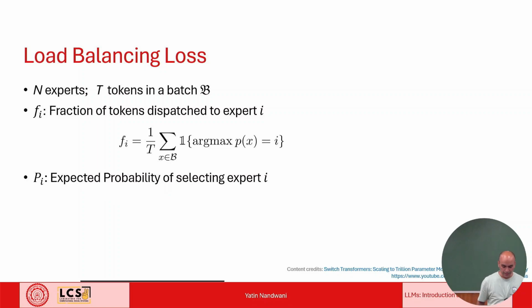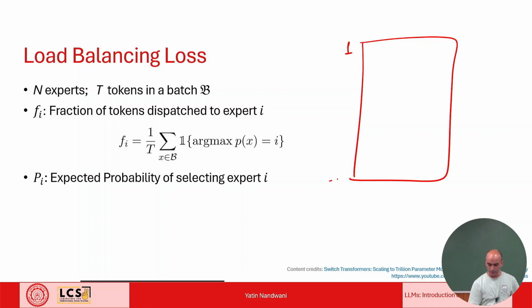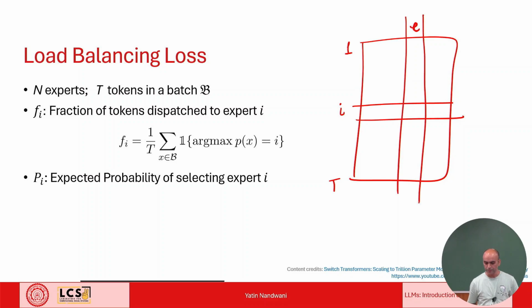Now what is Pi? Now think of Pi as the expected probability of selecting an expert i, right? So again, what we have is that for each token, for a token i, right, consider an expert E here. I'm using the letter E. Routing probability will give me, for this particular token i, P of E given Xi, right? So this is what we get. This is the probability of routing to expert E given Xi, right?